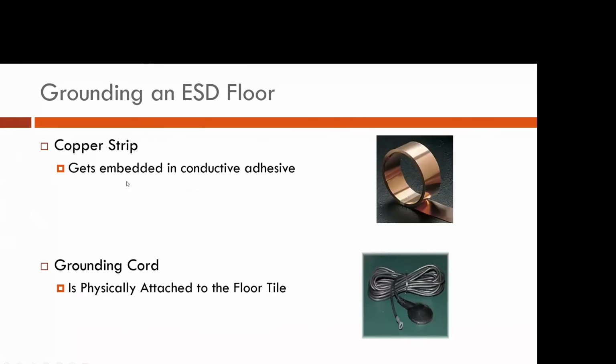And grounding the ESD floor is done really with two methods: a copper grounding strip that's embedded in conductive adhesive, and then it's run up the wall to either a grounding post or pole or into an electrical outlet and grounded that way, or a grounding cord, which is attached to the floor itself via a clip or maybe a screw and a T-nut system and a bolt, not a screw rather. And then that cord is run to ground, either to a grounding rod, a pole, or an electrical outlet.